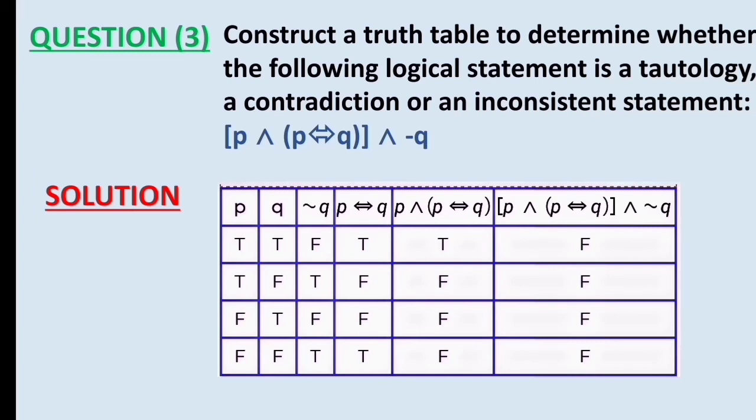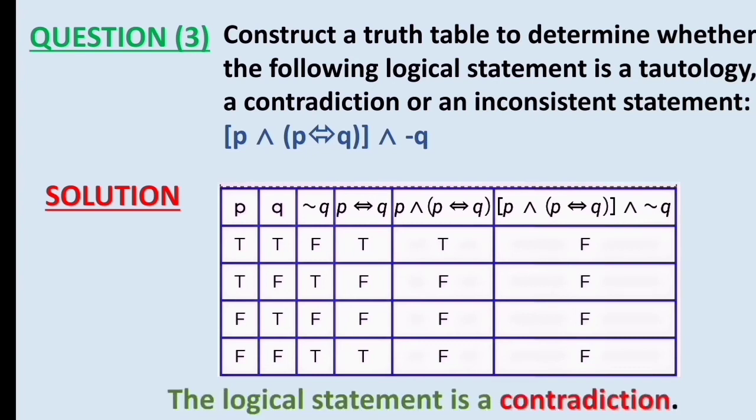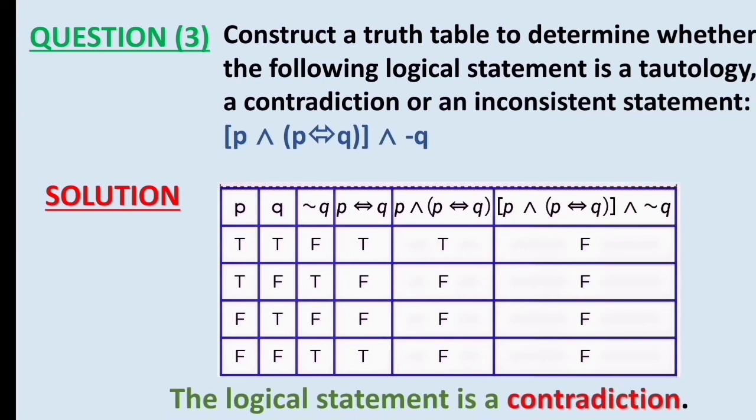Following the rules governing the truth table for the various logical operations, our final answer is completely false. Our final answer is always false. For that reason, the logical statement is a contradiction. The logical statement is a contradiction because the final answer is completely false. I hope question 3 is clear to you.